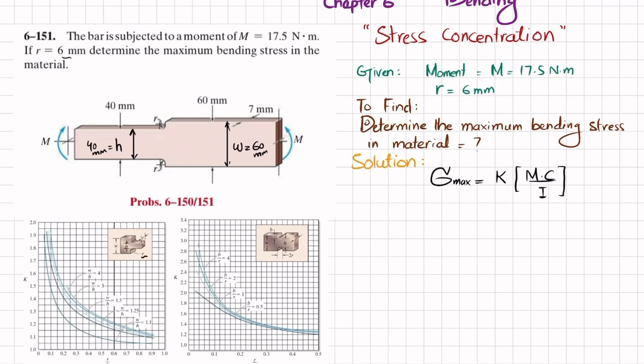And what we will find is the W by h ratio and r by h. So first we will find W over h. So W is equal to 60 and h is 40. So from here you will get W by h is 1.5. Now we'll find the r by h ratio. So r by h is equal to, r is given as 6 millimeter and h is 40. So that will give you 0.15.